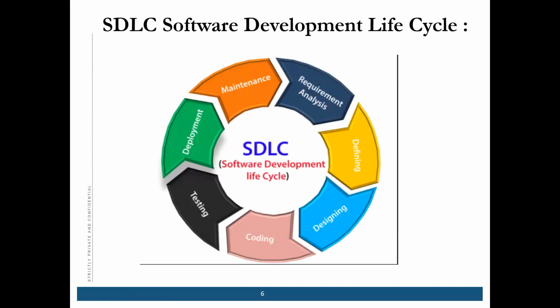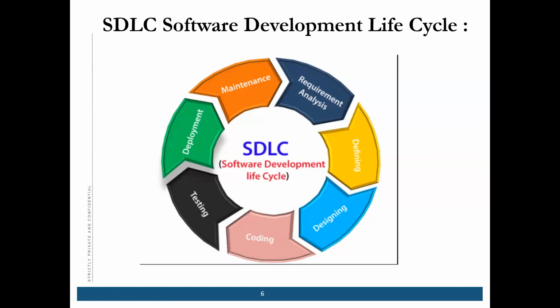Okay. Next point is SDLC. Does anyone know what SDLC is? The software development life cycle. This is the life cycle that follows step by step how the software is developed. So these are the different phases of software. Why do we do the software development life cycle? Because this is a process, a process of how our project will be proceeding.